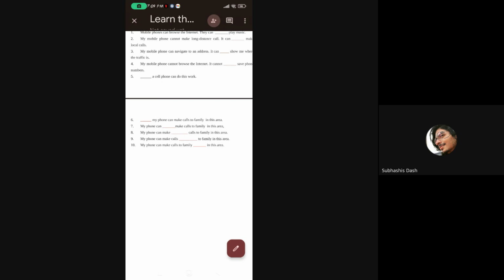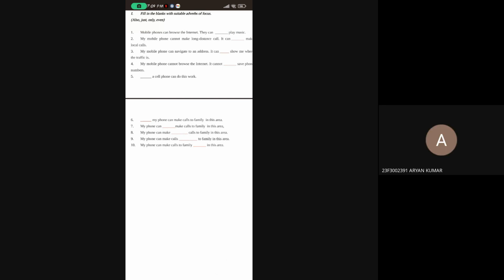Last one, my phone can make calls to family dash in this area. Only or even. And now the focus is on area, right? So only in this area or even in this area. Even and only will be used with different meanings, yet wherever they are used, the meaning or the focus is restricted to area in this sentence, right?